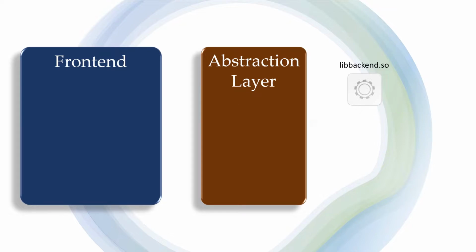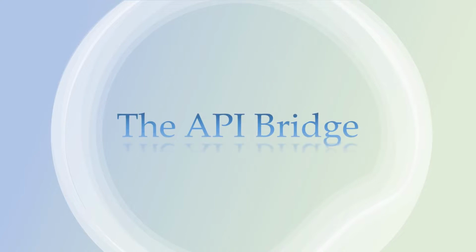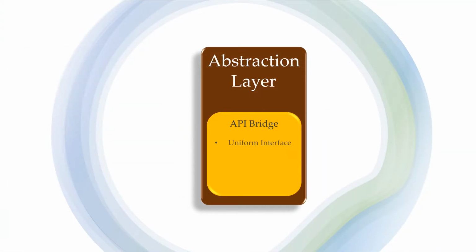Our dynamic library communicates with the front-end application, specifically with test harness, through the abstraction layer component. It must expose the functionality declared in the API bridge to be considered an HEBench backend. The API bridge specifies a common interface that all backends must define in order to be compatible with the HEBench framework. This interface is written in C, and it contains the functions and data types required to facilitate communication between a backend and the test harness application.